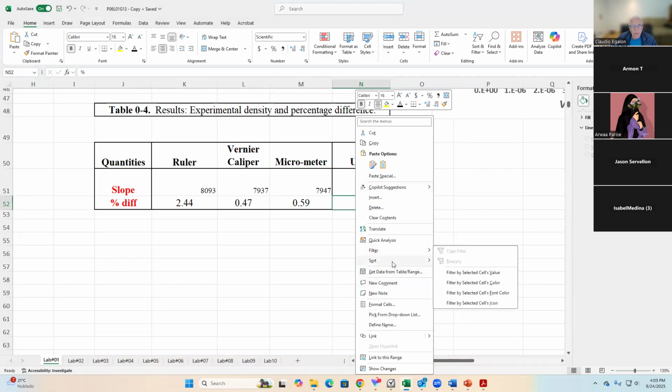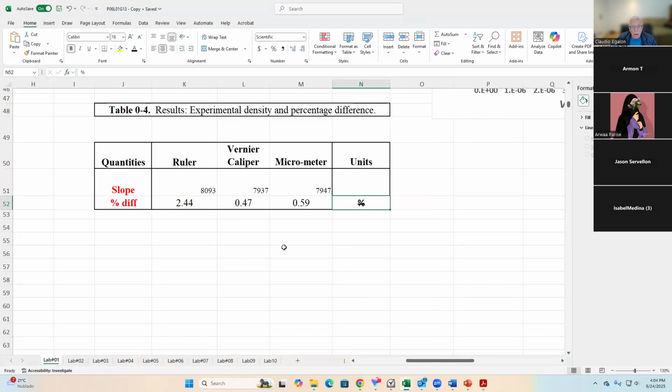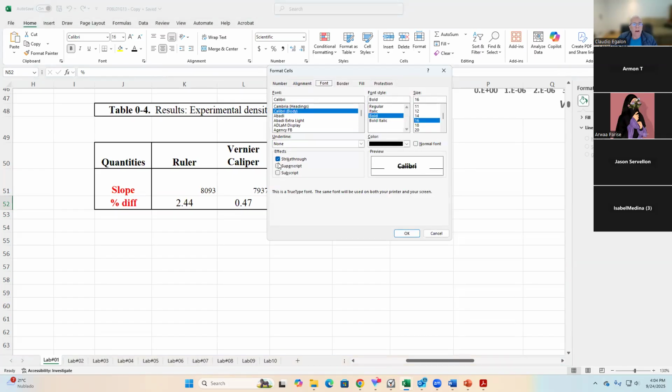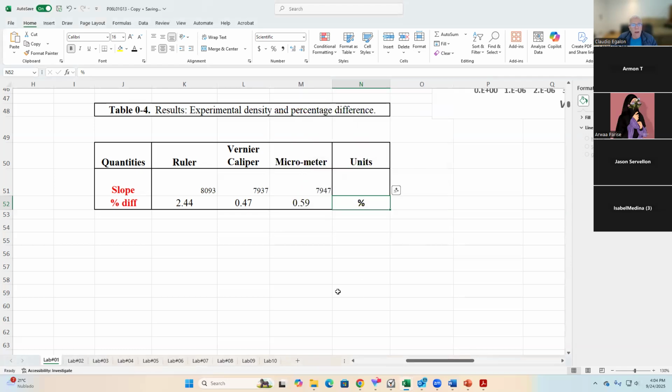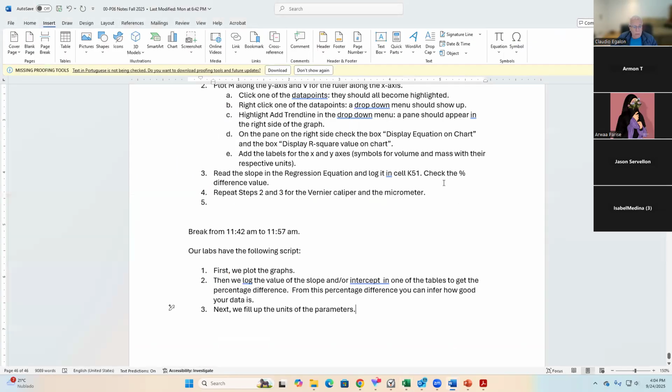Let's fix that. Format cell, font. Where's the font? Do you see that? There's a strike, a stricken sign. Let me see if I can fix that font. It goes to font. Oh yeah, it strikes through. Uncheck strikethrough. Hopefully, I believe everybody has this problem, okay? And then you gotta put the unit for the density here. So that's that part. Next, fill up the units of the parameters.